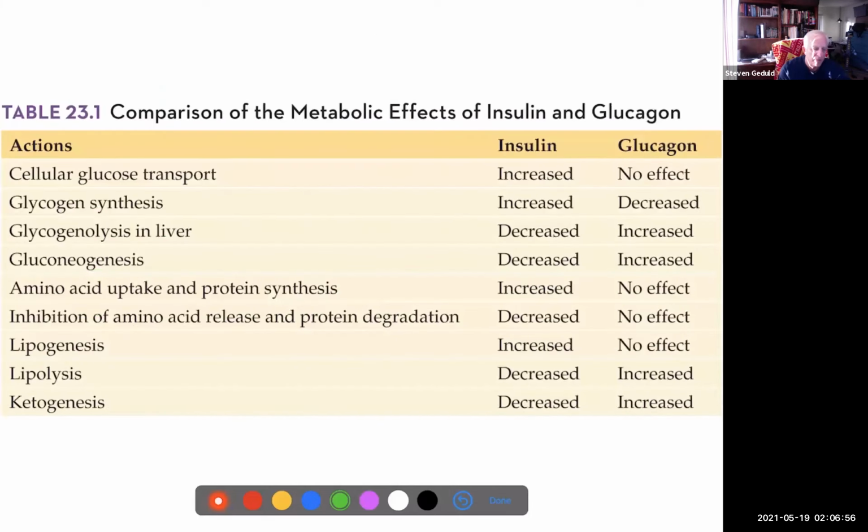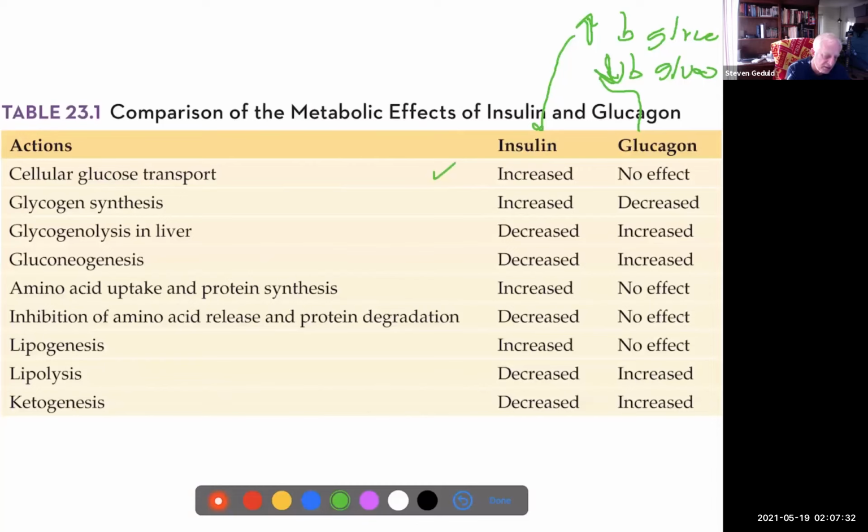Okay, so your metabolic effects. This is what insulin and glucagon do. Remember, insulin is released in response to high blood glucose. Glucagon is in response to low blood glucose. So with insulin, cellular glucose transport is increased. You're taking sugar out of the bloodstream and putting it into the cells. Glucagon has no effect on glucose transport.